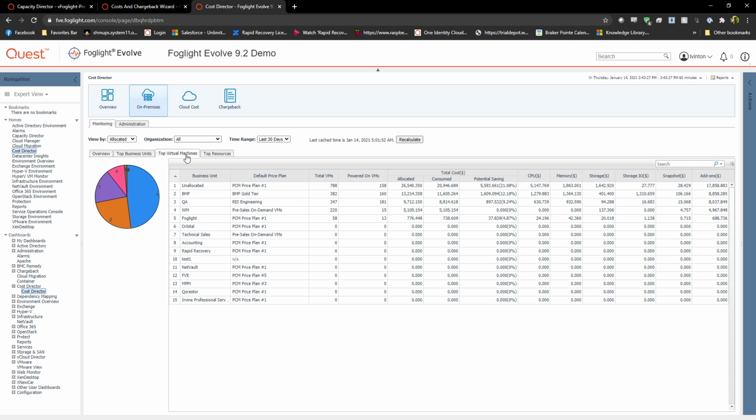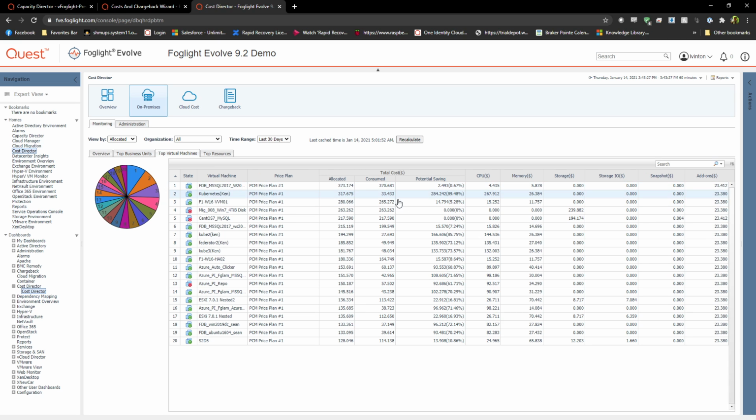You can also look at your top virtual machines. Again, this is based off the consumption of resources of these machines. And this data is really nice because we automatically populate it. You don't have to manually calculate anything like that. You do it once during the initial questionnaire, and then we take care of it from that point on.